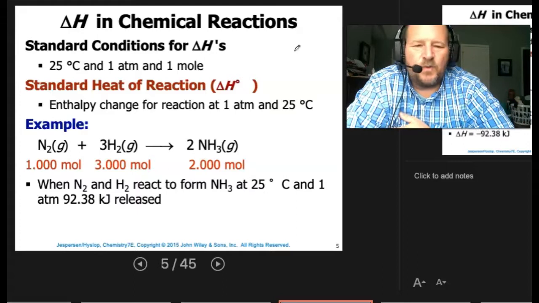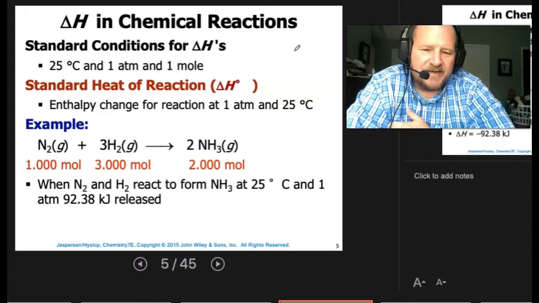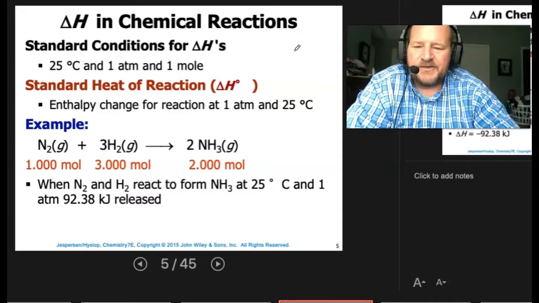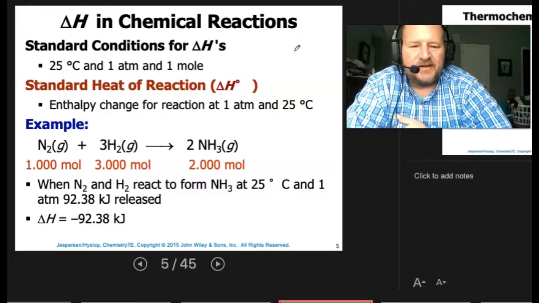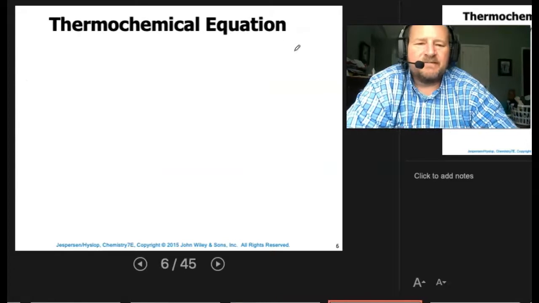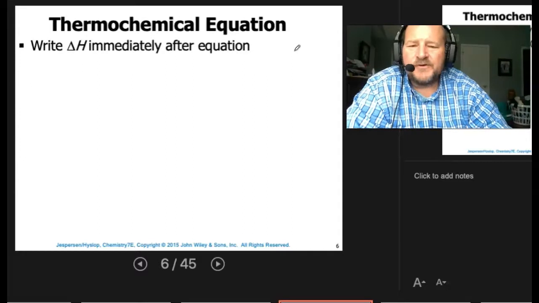So delta H should be what? Positive or negative? Now remember, if heat is needed for the reaction to take place, then it would be positive, and that means it's going to be a reactant. If you're producing that heat, then it's going to be a product and it's going to be negative. And in this case, it says it's going to release 92.38 kilojoules, which means delta H will be negative 92.38. All right, that leads us to thermochemical equations. So what we'll do is write delta H immediately after the equation.